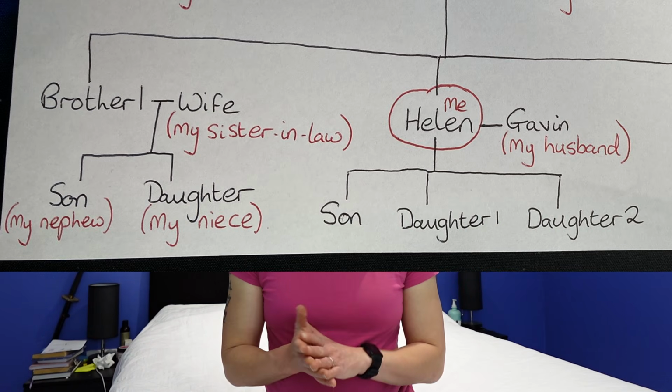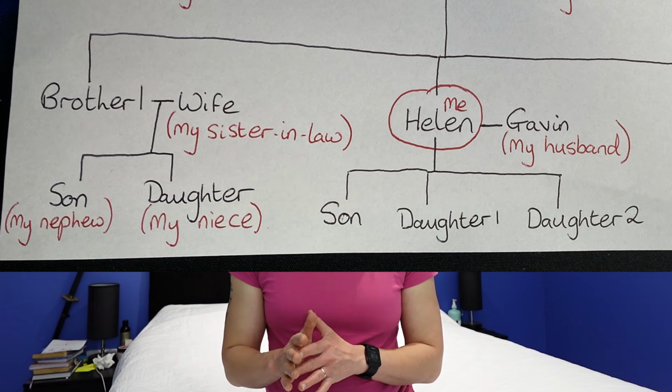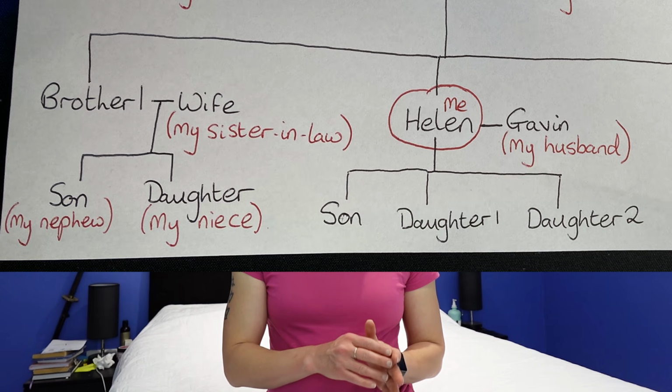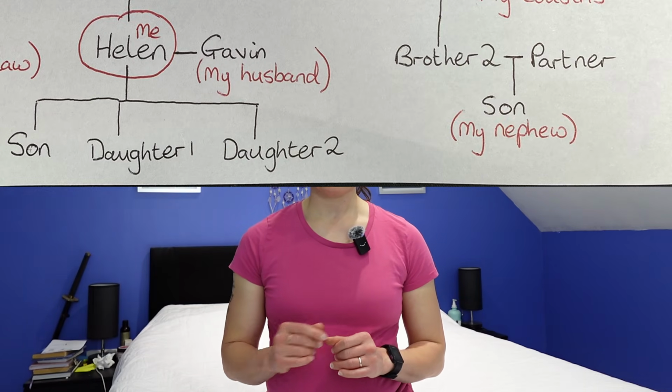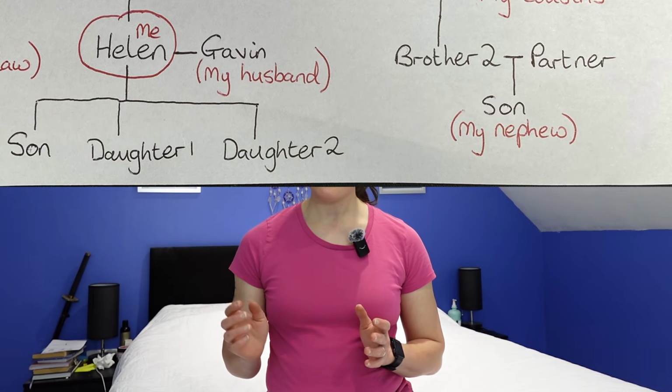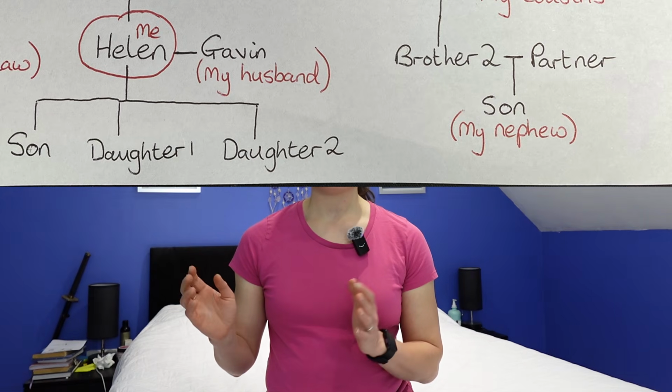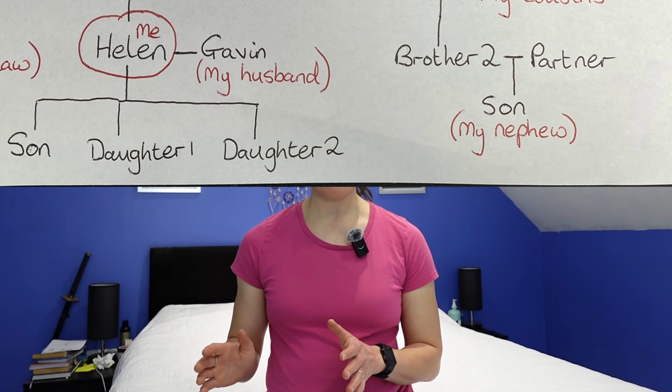My brother and his wife have a son and a daughter. The son is my nephew. The daughter is my niece. Let's look at brother number 2. Brother number 2 has a partner and they have a son. That son is, of course, my nephew.